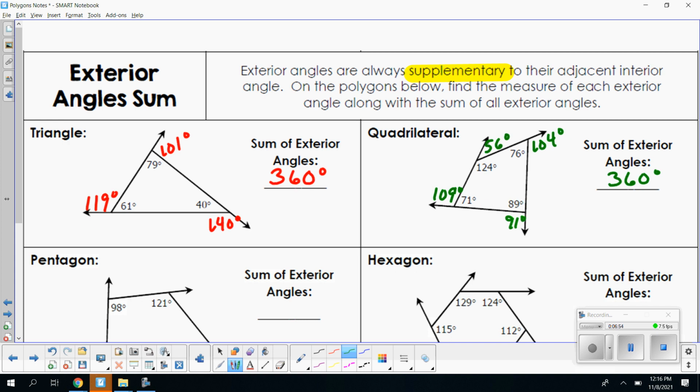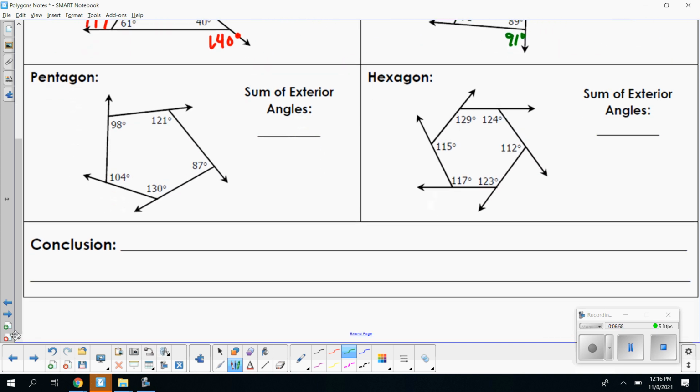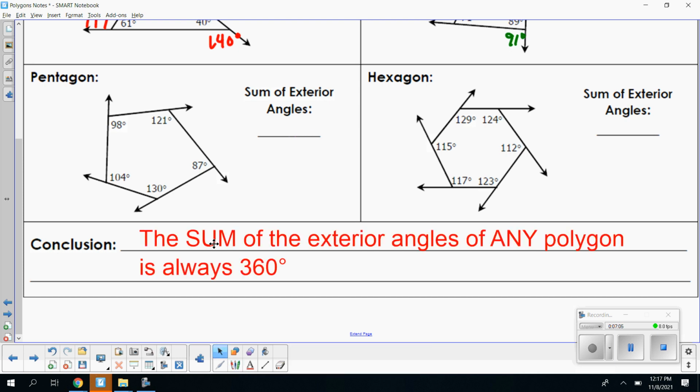I'm going to skip these down here. These aren't in your notes. What conclusion can we come to then about the exterior angles sum? We can come to the conclusion that the sum of the exterior angles of any polygon is always going to be 360 degrees. Okay? Using that information, let's look at some examples here.